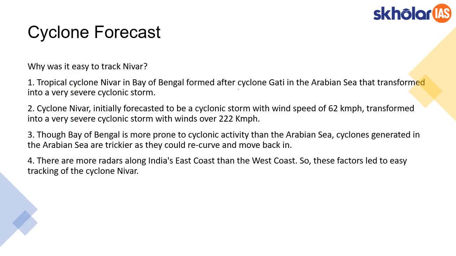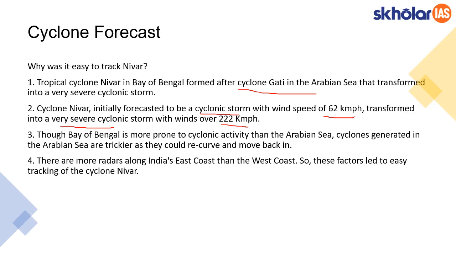Unlike the cyclone Gati in the Arabian Sea, the cyclone Nivar in the Bay of Bengal was easy to track. Let's try to understand why it was easy. First of all, cyclones are categorized based on their wind speed. When they initially categorized Nivar, it was categorized as a cyclonic storm, with a speed of around 62 km per hour. That was the forecast. But later it transformed into a very severe cyclonic storm with wind speeds going up to 222 km per hour. Anyway, this fact is not important for us. What you have to know is that cyclones are categorized based on wind speed.